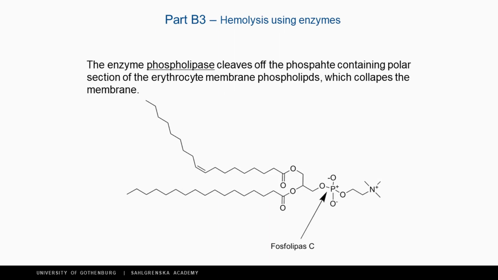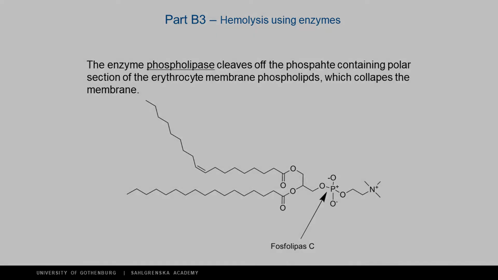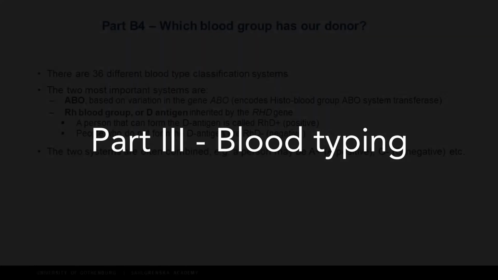Enzymatic hemolysis is performed by phospholipase hydrolysis. Phospholipase C cleaves off the hydrophilic head from the fatty tail just before the phosphate group.